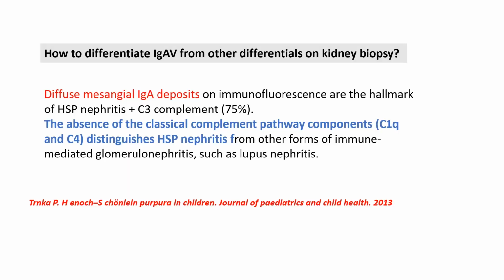So how to differentiate these children on kidney biopsy? As I discussed, we will find diffuse mesangial IgA deposits, and there will also be lack of deposition of C1q and C4 complement molecules, because the alternative complement pathway is activated in this disease. With this, I would like to end my presentation. Thank you.